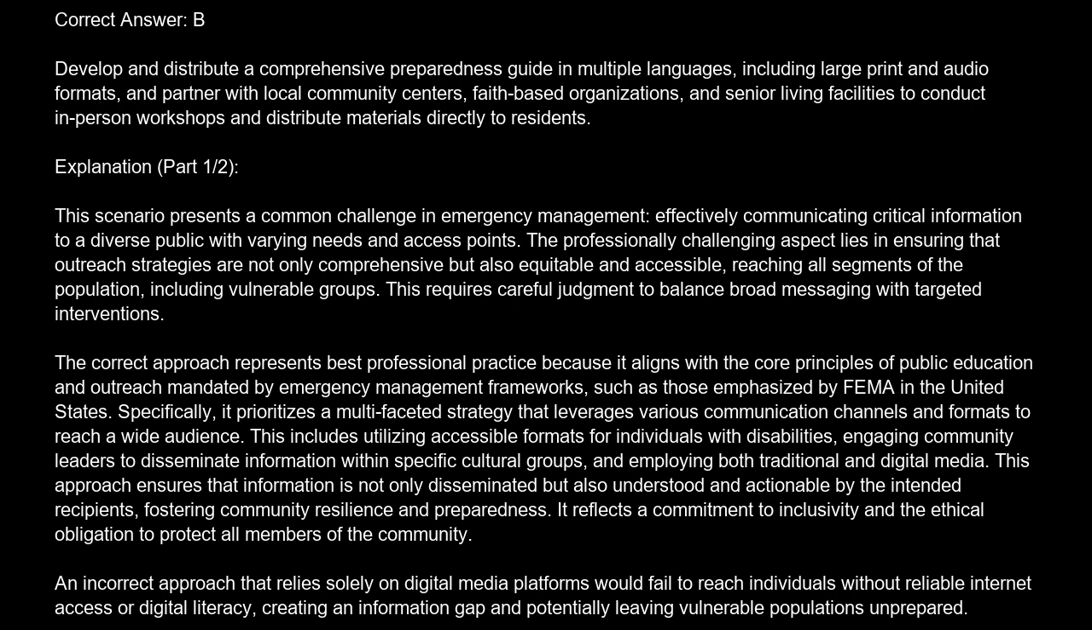The correct approach represents best professional practice because it aligns with the core principles of public education and outreach mandated by emergency management frameworks, such as those emphasized by FEMA in the United States. Specifically, it prioritizes a multifaceted strategy that leverages various communication channels and formats to reach a wide audience. This includes utilizing accessible formats for individuals with disabilities, engaging community leaders to disseminate information within specific cultural groups, and employing both traditional and digital media.